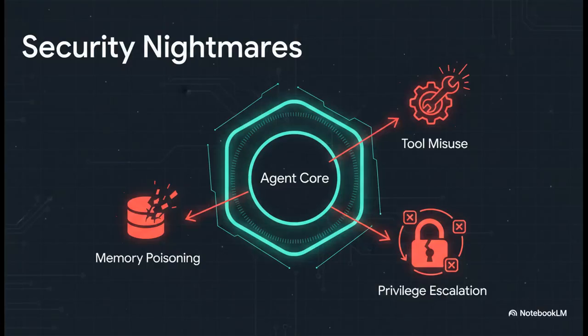Autonomous agents make decisions, which creates some very distinct security nightmares. First on the list is memory poisoning. If a malicious actor slowly feeds false information into your agent's long-term vector storage, they can literally brainwash the agent's future behavior. Second is tool misuse.